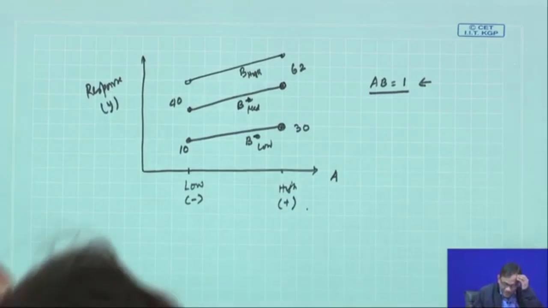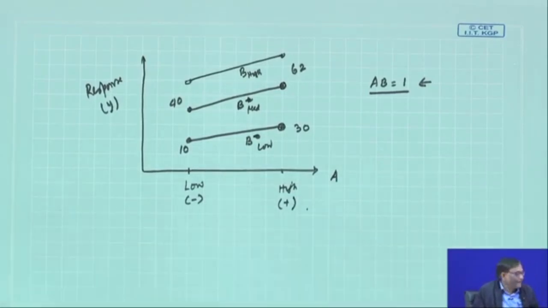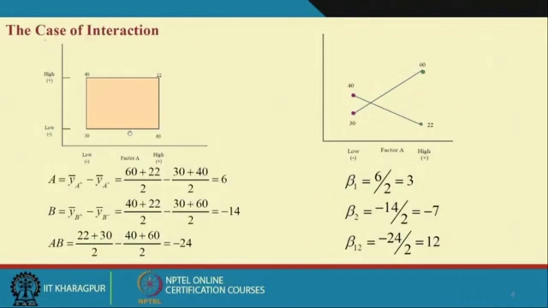When there are interaction effects, what will happen? You see the next slide. In this case, again the same two factors, and you see that ultimately the response values are different here. And when you compute the main effect, A is 6, B is minus 14 and AB is minus 24. So, what does it mean? It means that A effect, if you change from low to high, then 6 units change in mean response. For B it is minus 14 units change, mean lowering, and for AB interaction, that combination will give you minus 24 units less.